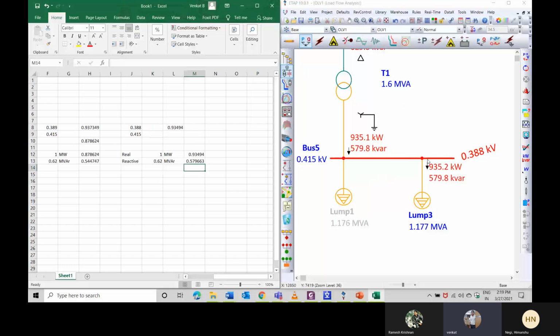This is the basic modeling of loads. Basic modeling of loads. What happens with respect to voltage? This is what happens.